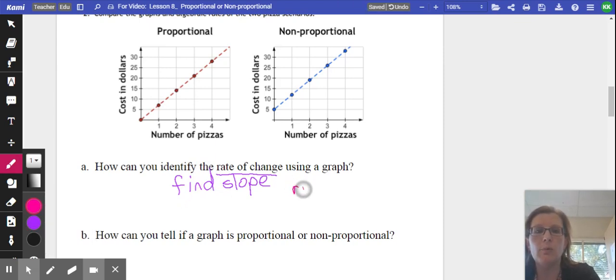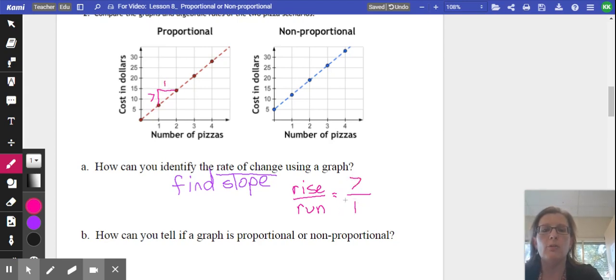So we do what we have been working on, rise over run. And I know that my rise is 7 because it was 7 pizzas, and my run is 1. So my slope is rise over run for both graphs. Even with the delivery fee, the slope was 7. It had a rise of 7 and a run of 1.